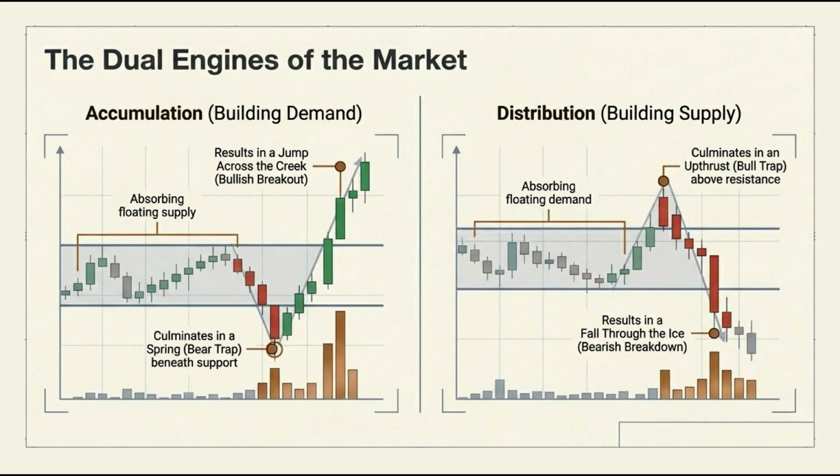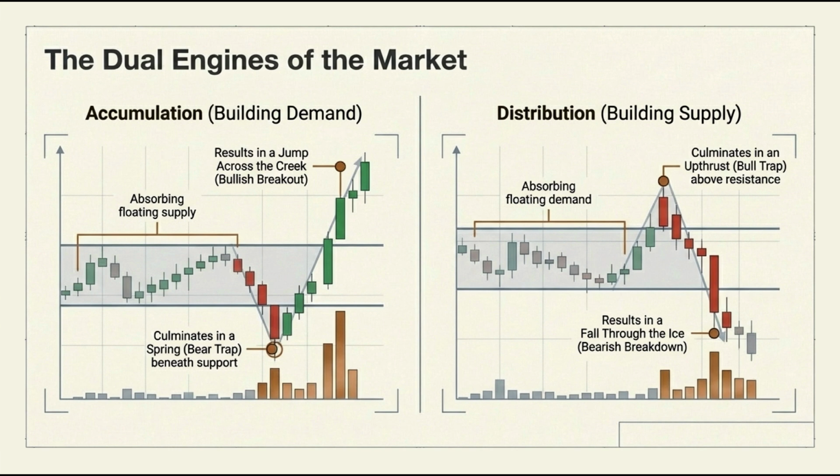The market is driven by two primary engines: accumulation and distribution. During accumulation, the goal is building demand by absorbing floating supply, which culminates in a spring bear trap beneath support before a bullish breakout known as a jump across the creek. In contrast, distribution focuses on building supply by absorbing floating demand. This process typically culminates in an upthrust bull trap above resistance, resulting in a bearish breakdown referred to as a fall through the ice.